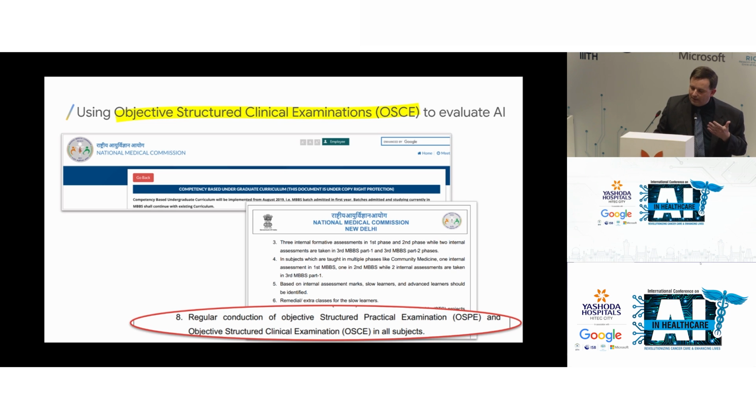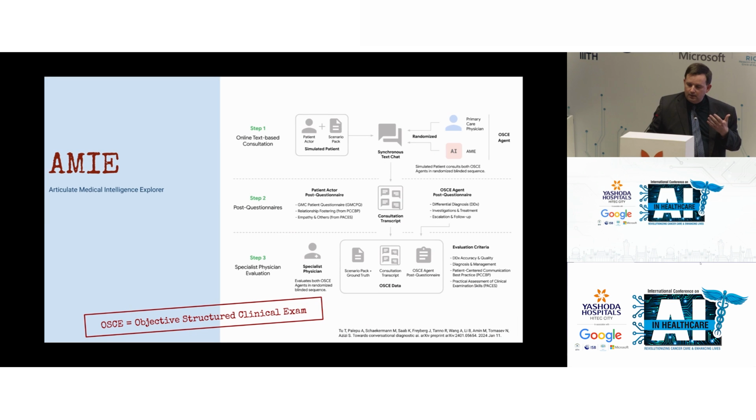So our teams made a modified version of this where we had a bunch of these standardized patients and we randomized them to conduct an OSCE, an objective structured clinical exam, by text. And on the other end were board-certified primary care doctors or this model called Articulate Medical Information Explorer. Everybody got the study design: randomized trial, offline, standardized patients.